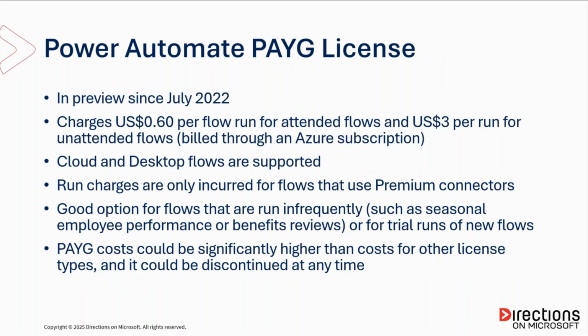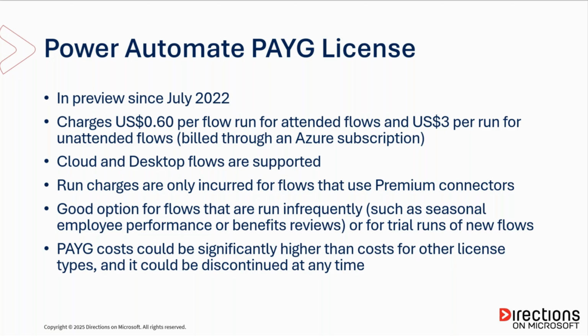Okay, and then on to this Power Automate pay-as-you-go license, which is interesting because it's been in preview since July of 2022, almost 3 years. And this is the only pay-as-you-go option for Power Automate. It charges per flow run at a rate of 60 cents per run for an attended flow and $3 per run for unattended flows. These charges are billed through an Azure subscription, just like the pay-as-you-go and Power Apps. And cloud and desktop flows are supported, and run charges are only incurred for flows that use premium connectors.